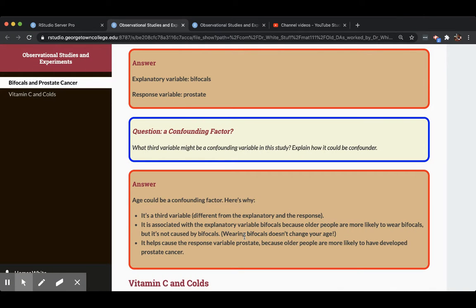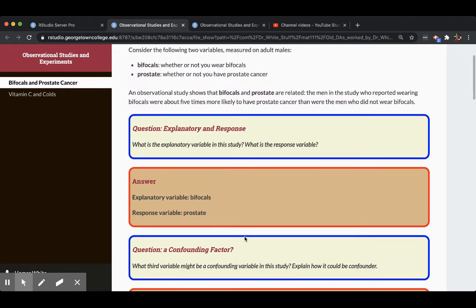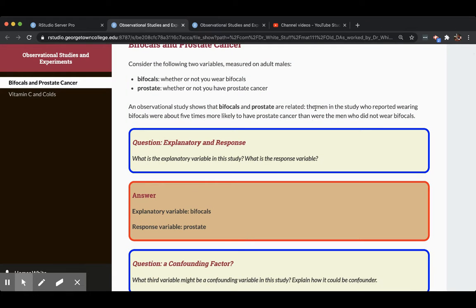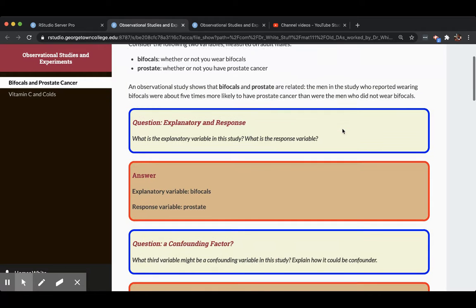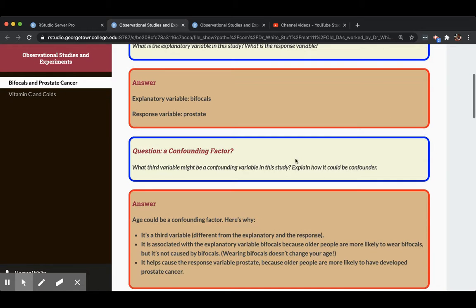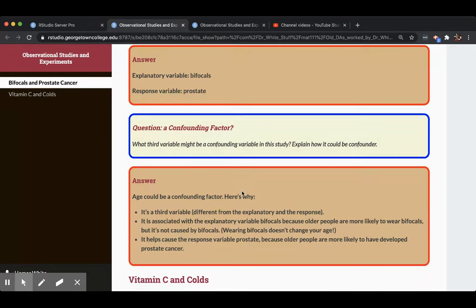Second question, well, if that's how you're thinking of it, then could there be a confounding variable in the study that explains the association described in the problem between the bifocals and the prostate cancer? This association here, where the men who wore bifocals had prostate cancer at a higher rate than men who did not. What other variable could explain this? Well, one possible confounding variable would be age.